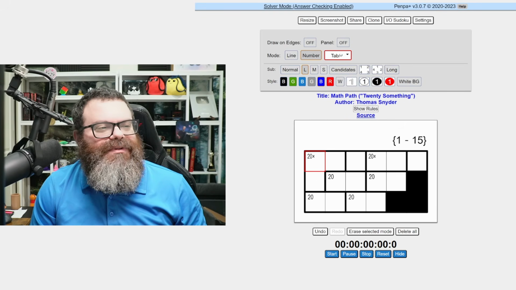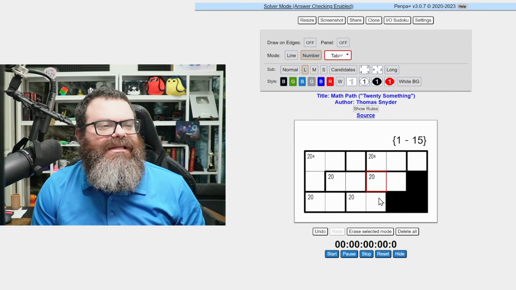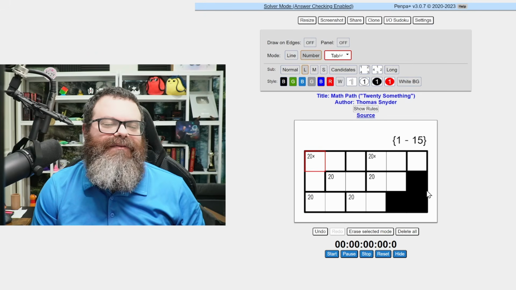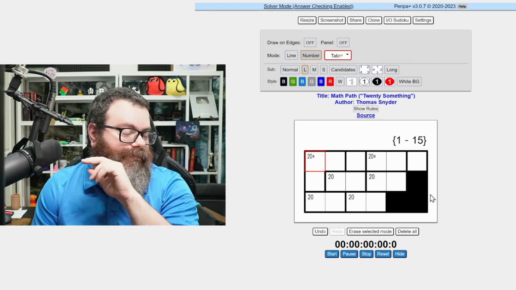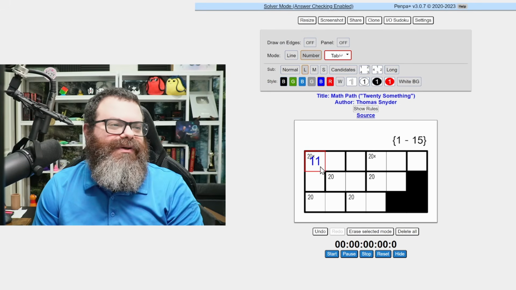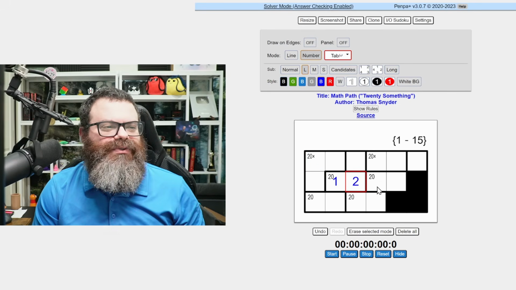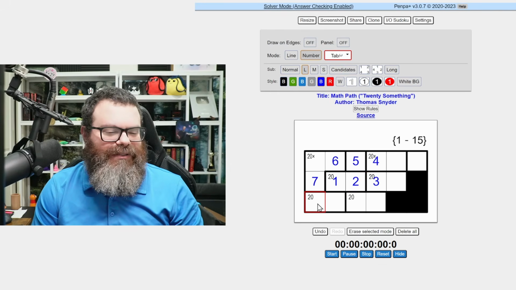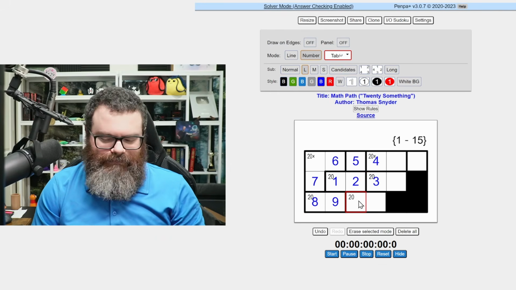So what we need to do is place a digit from 1 to 15 in every single cell, and we can't repeat any of the digits. So each cell will have 1 to 15, and none of them will repeat. What we need to do is path consecutive numbers. So I don't know where to start, but like 1, 2, 3, 4, 5, 6. We can go diagonally, 7, 8, 9, 10, etc.